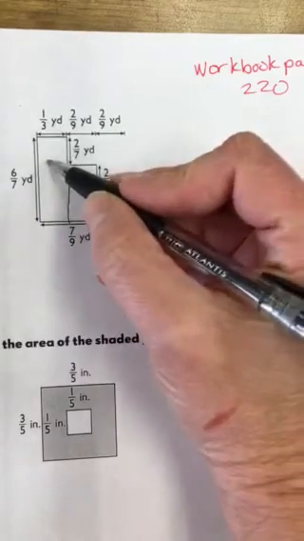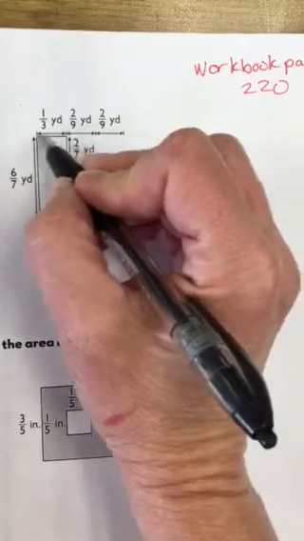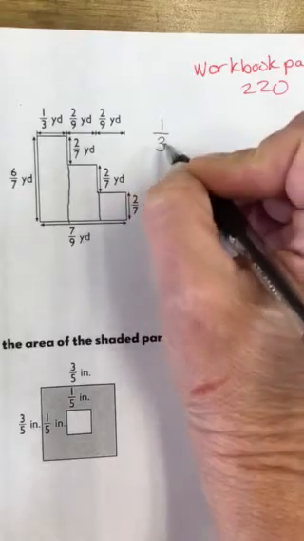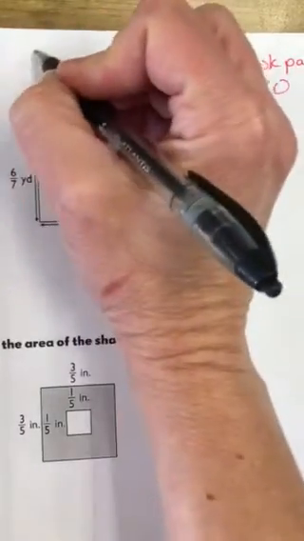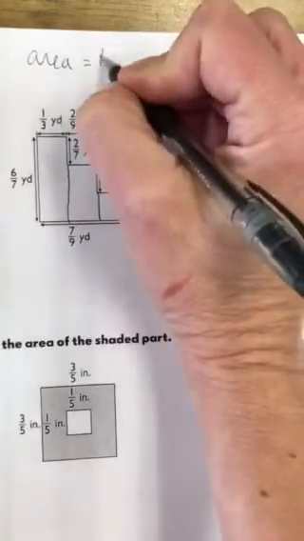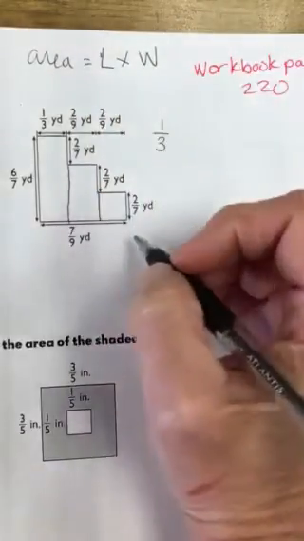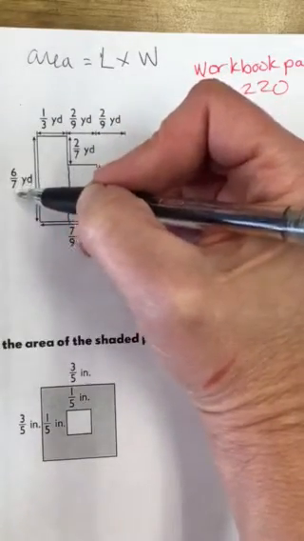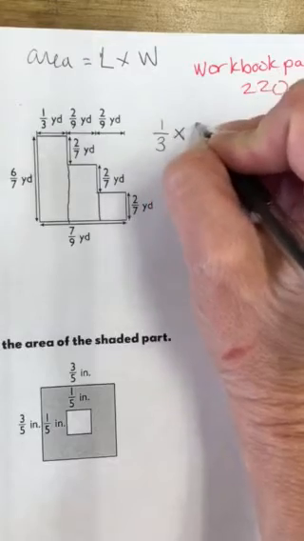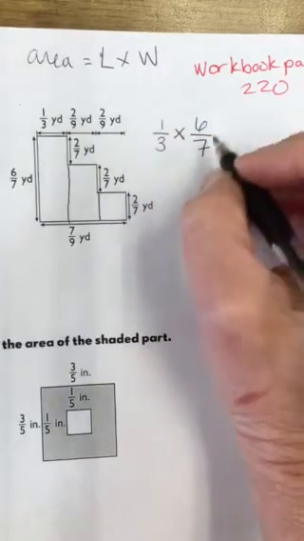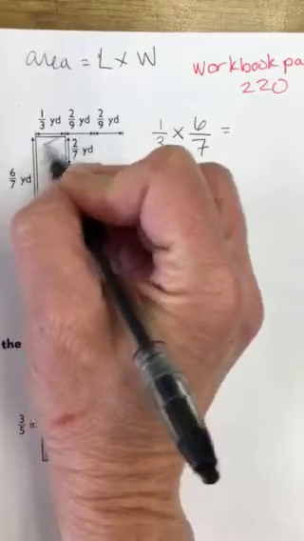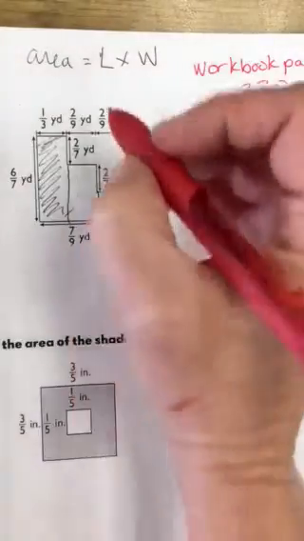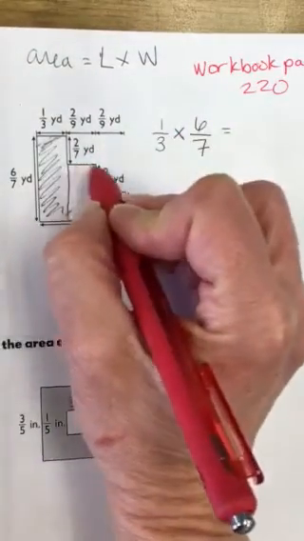To solve for this first rectangle, I see that it tells me the width is 1/3. So right away, I'm going to put down 1/3 because I know to find area, I need to do length times width. It then also tells me that the length is 6/7 of a yard. So right off the bat, I should be able to solve for the area of this rectangle. Then we go to the second rectangle and there is no value here.